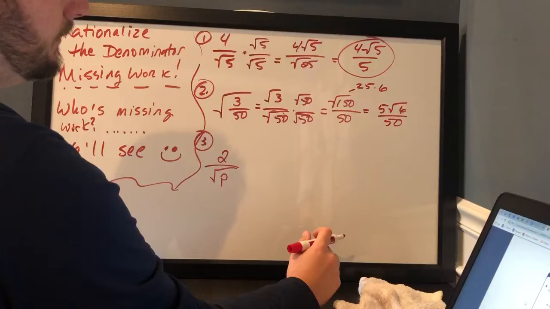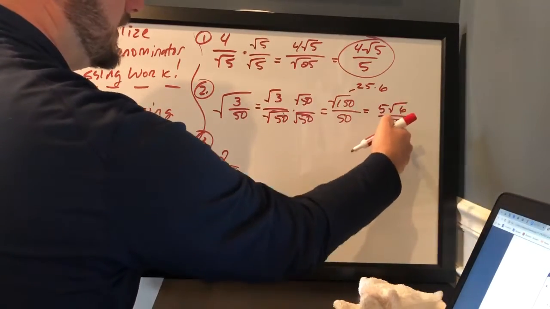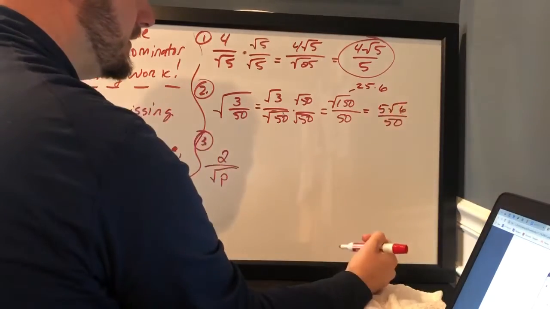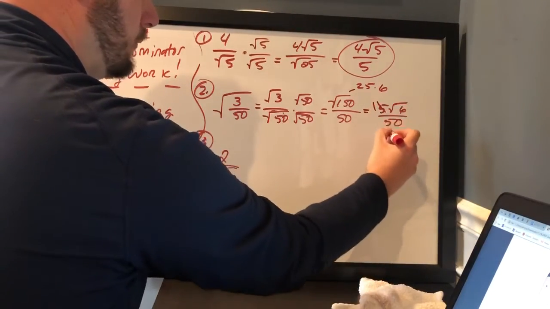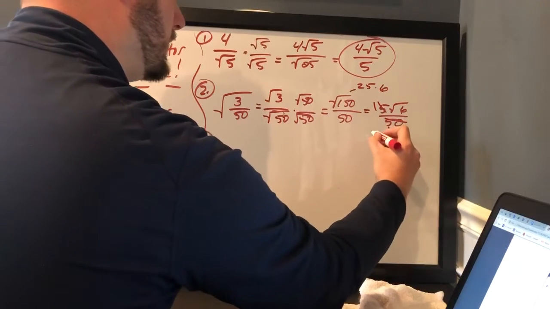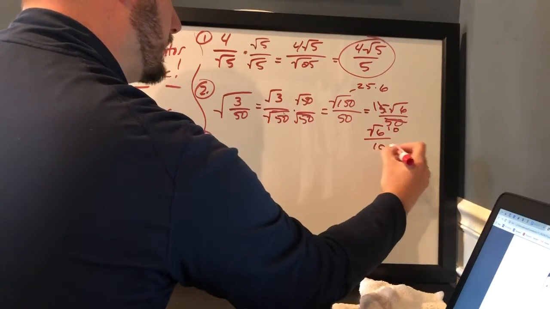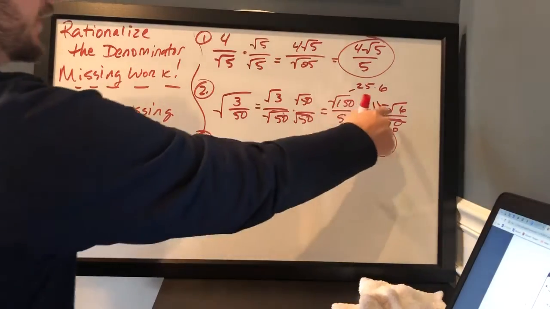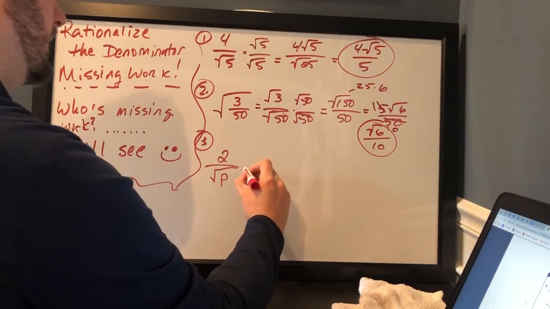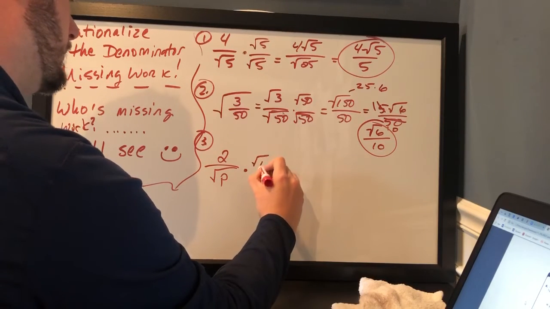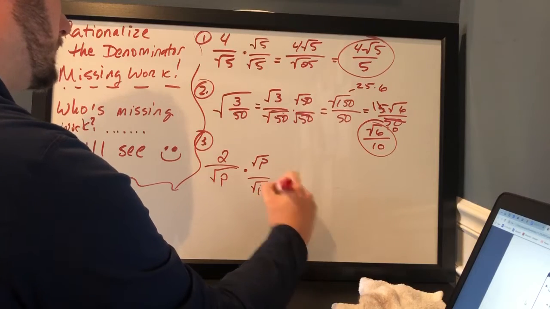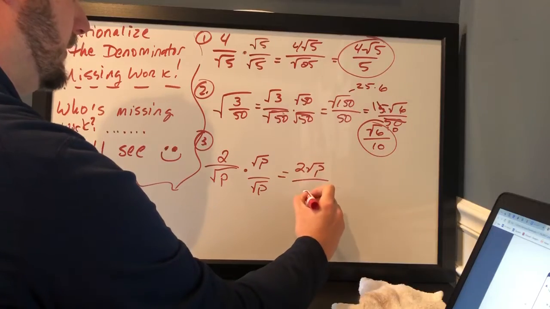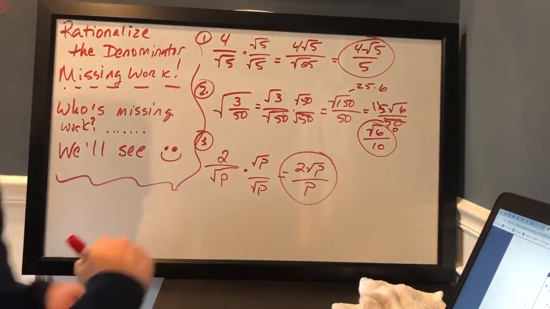All right, and just so we're clear, right here you have 5 times the square root of 6 divided by 50. So you can simplify this and this because there's multiplication there on the top. So 5 becomes a 1, 50 becomes a 10. So your final answer would be the square root of 6 over 10. All right, so when you guys get this, if you can simplify at the end, please do that. Okay, here, we're gonna do the square root of p times the square root of p, right? So we get 2 times the square root of p over p, and that would be our simplified answer.